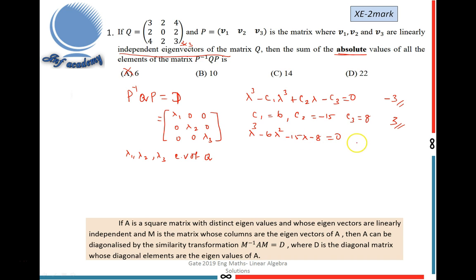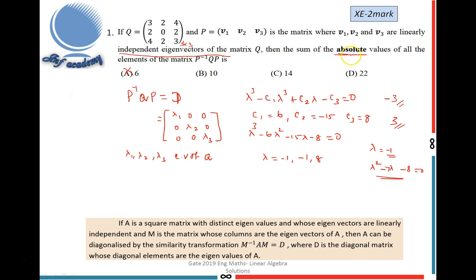First I use synthetic division. I got lambda equal to minus 1 as one root, and I got another quadratic equation, that is lambda square minus 7 lambda minus 8 equal to 0. Solve this quadratic equation. Again I can get the other two eigenvalues, that are minus 1 and 8. So finally I got three eigenvalues: minus 1, minus 1, 8. Here the elements of D are minus 1, minus 1, 8. These are the eigenvalues of Q. These are the elements of the matrix D.